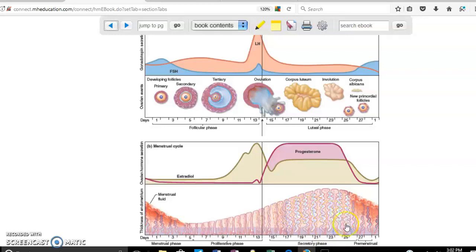By day 27, if the female doesn't get pregnant, the endometrium is dropped. You can see here, and that's when the menstrual period starts. As you can see, it's dropping, and in here it's dropping. So there's no endometrium basically right here, or very, very little. The basal part of the endometrium is what is available.